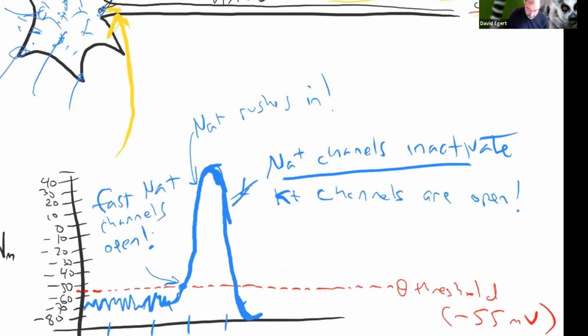Right, so that's going to cause this major falling, not just because we have more potassium channels than normal resting, we actually are going to be down below minus 70. There's this undershoot.